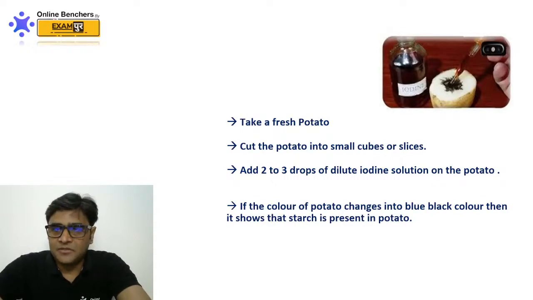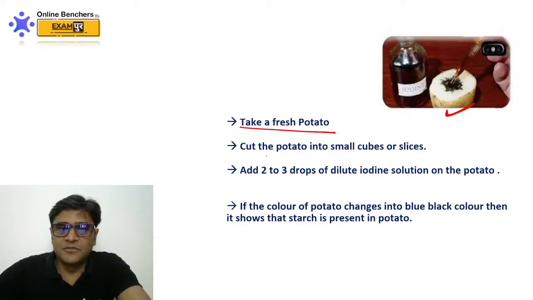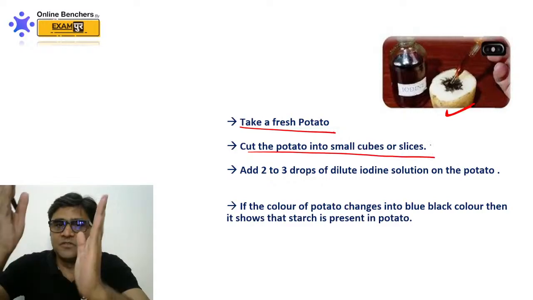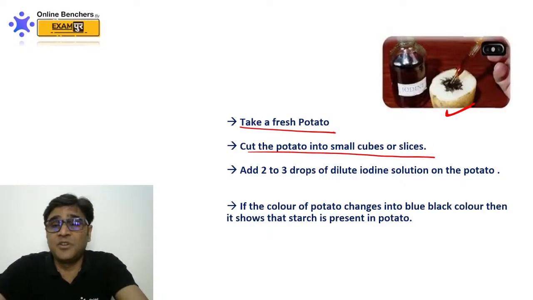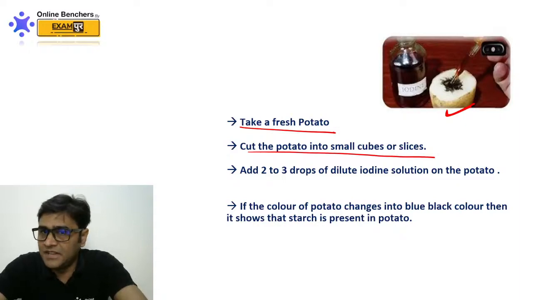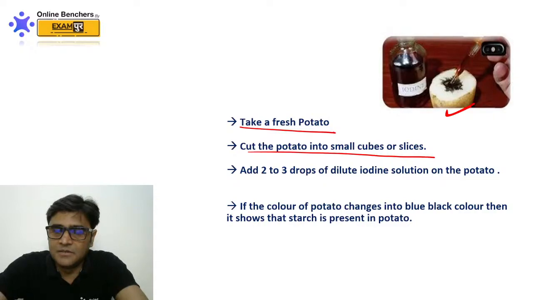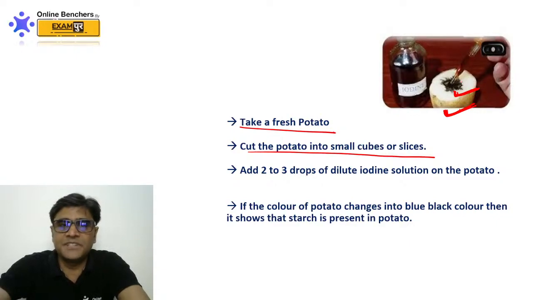So take a fresh potato if you want to test for starch in a material. Suppose we have a potato. Take a fresh potato, cut it into two equal halves, and add two or three drops of dilute solution of iodine. If the color changes, that is, the color becomes blue black, then this shows that the potato contains starch. So test of starch is done by what? Iodine.